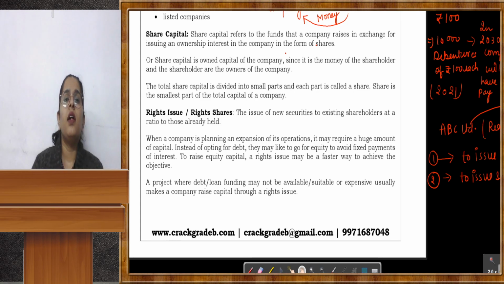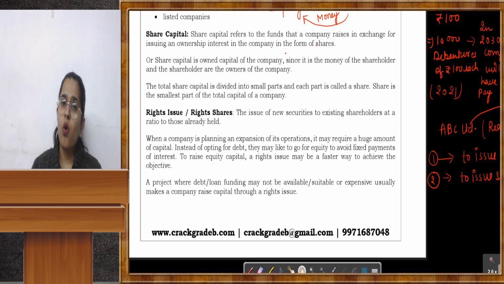So what is the difference between equity, that means shares, and debentures? I have told you share means ownership. Any person whosoever purchases shares becomes a shareholder of the company. It means he becomes the owner of the company and he takes part in the profits. And if there are losses, then he will take part in the losses also. He will bear the losses also.